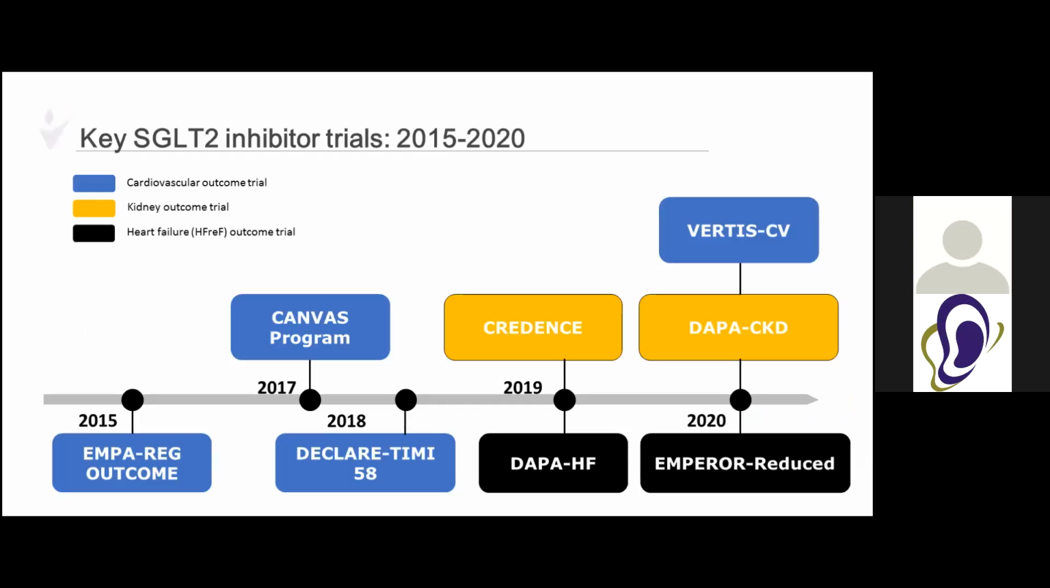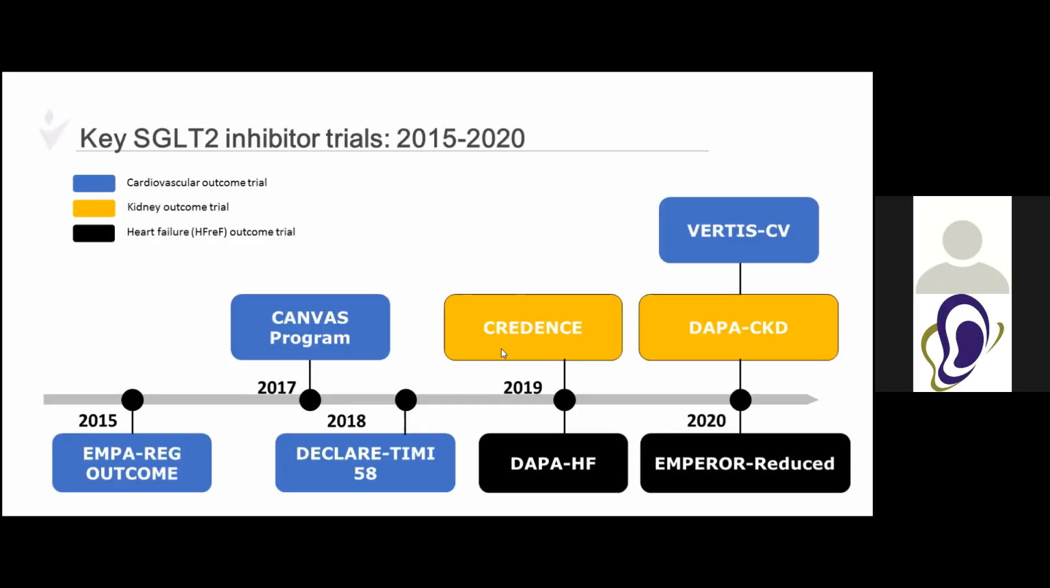So since 2015, there have been key SGLT-2 inhibitor trials: cardiovascular outcome trials, kidney outcome trials, and heart failure trials, respectively in blue, orange or yellow, and black. I'm going to tell you a little bit about the results of those, but they start in 2015, and we had an unexpected result in EMPA-REG OUTCOME, followed by general cardiovascular outcome trials, CANVAS and DECLARE.